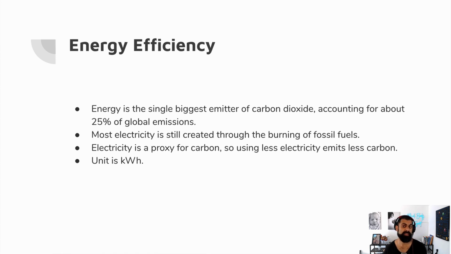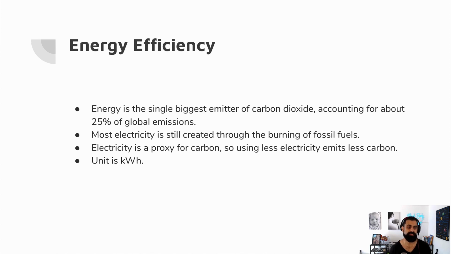So basically, we just know that in almost all cases, it's going to be true that using less electricity is going to result in less carbon being emitted into our atmosphere. That's why doing anything to make your application more energy efficient is a good thing to do, or is a greening activity for your software.